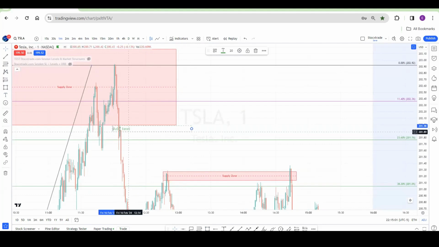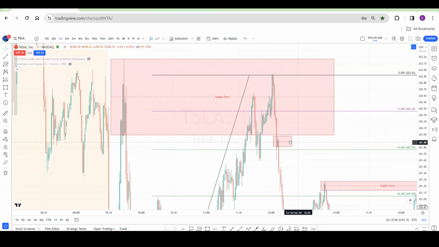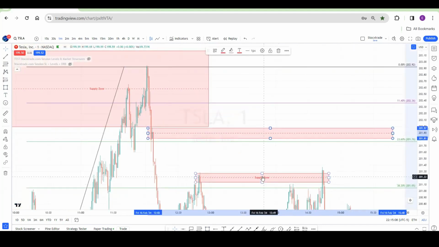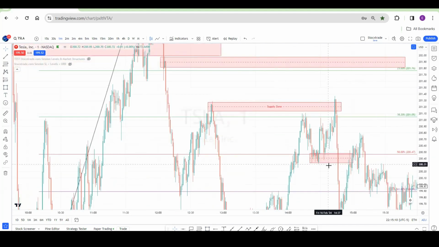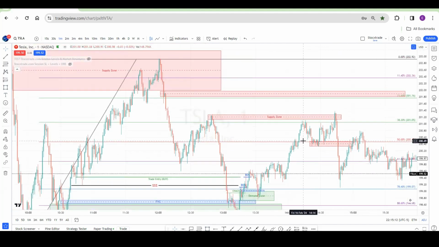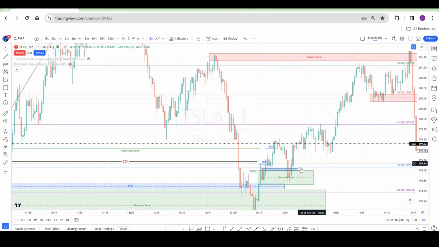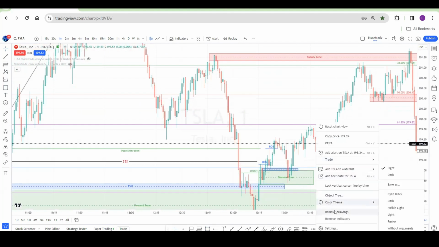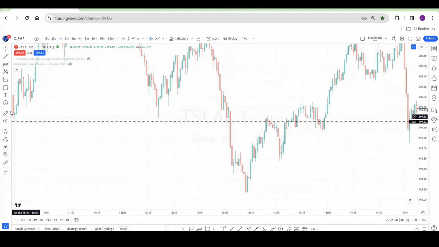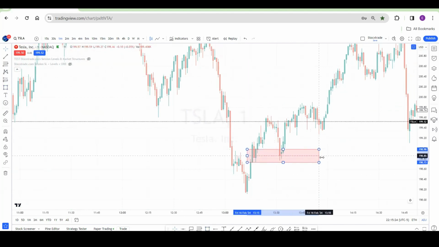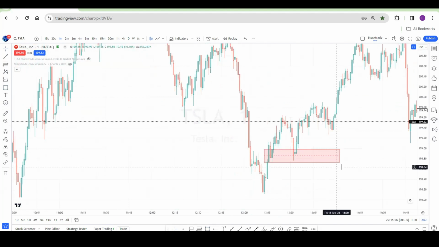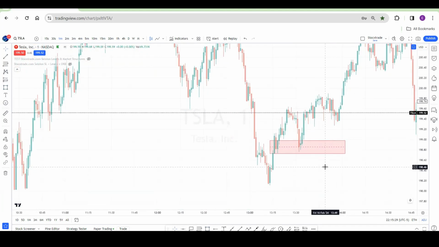At least, sorry, this supply zone. But at this time, this breaker block didn't act. Another thing, if you want to see the entry, let me remove everything so it will be clear. So you know this was your entry point. I got the entry, a beautiful entry. My stop loss is where? Stop loss, it's up to you.